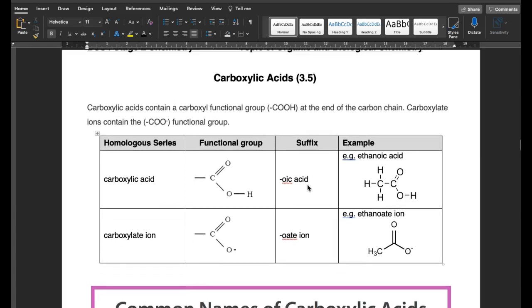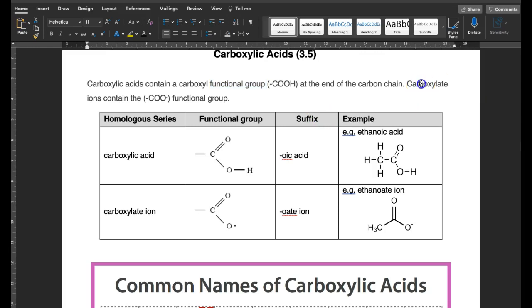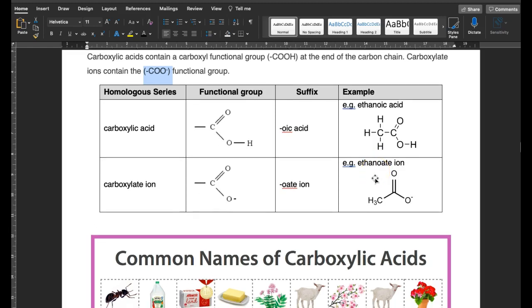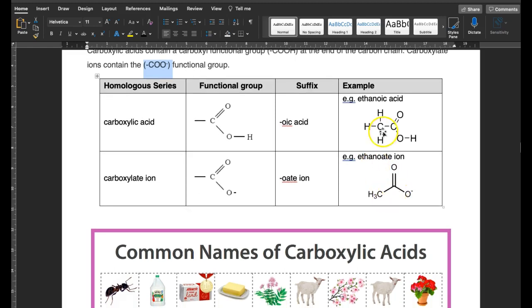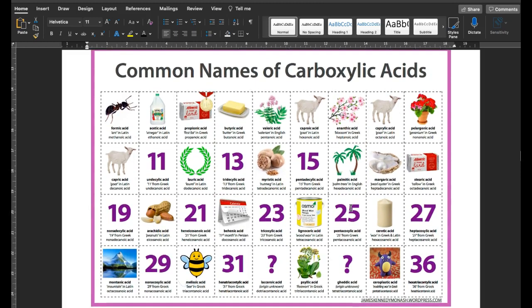Alright, so carboxylic acids, you know this, they contain the carboxyl functional group. And then we've got carboxylate ions, and they contain the C double bond O minus functional group, which makes them really easy to name. So there we go. We've got ethanoic acid. We've got the ethanoate ion because we've got 2 carbons. Now we've got some really nice, pretty picture version, the coloured version.